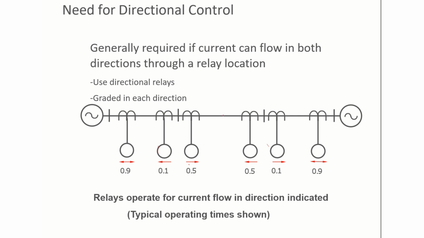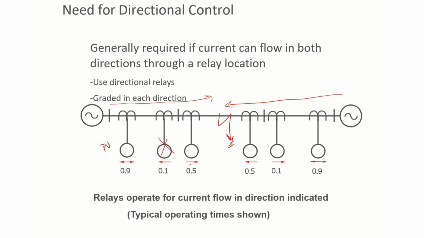So now suppose we have a fault here, for this fault what should happen? This fault will be fed from both sources, this source and this source both will feed the fault. Now for this fault, this relay will pick up because it is non-directional. This relay will not pick up because it will see the fault in the reverse direction, because for this relay the operating direction is from right to left on my screen, but the current is flowing from left to right. So this relay will not pick up.